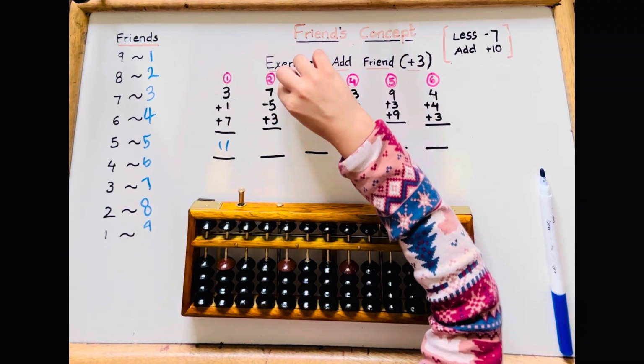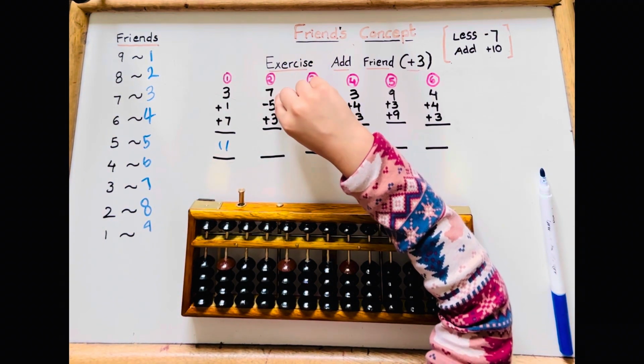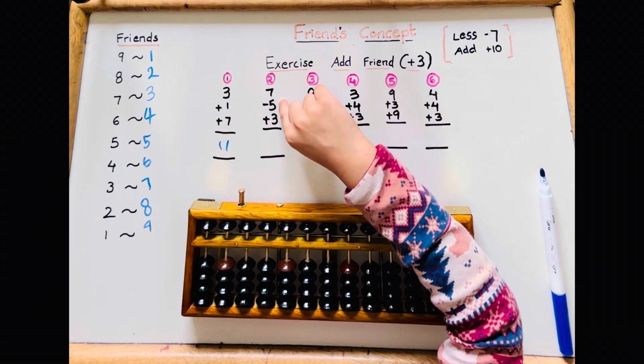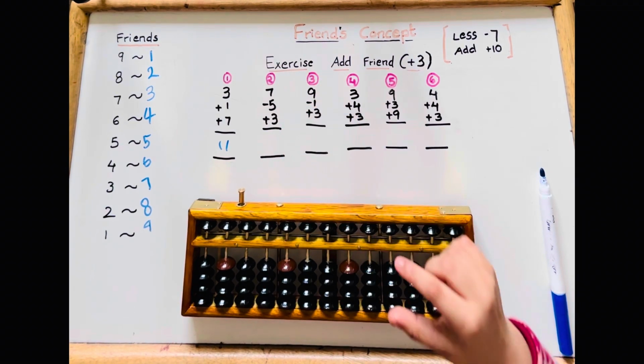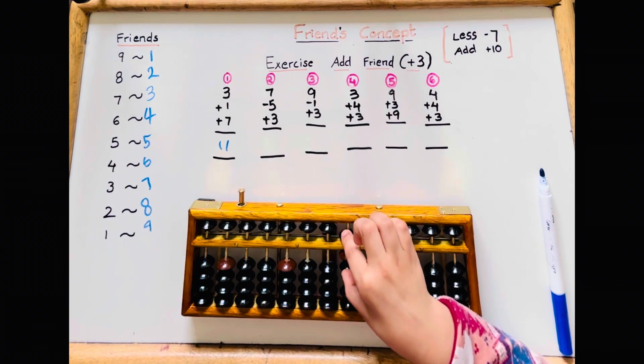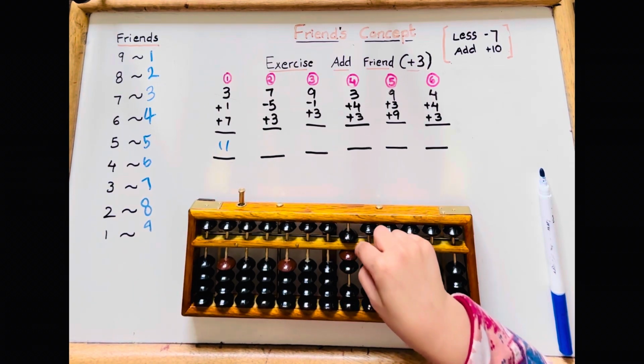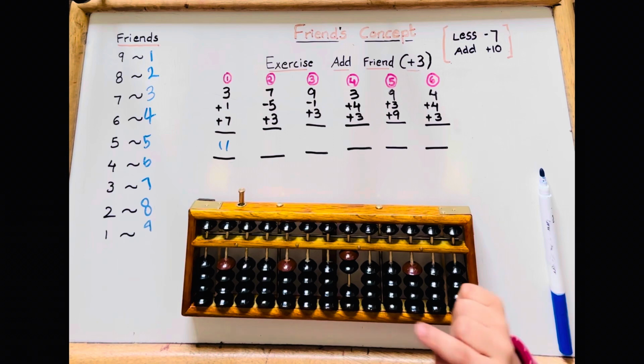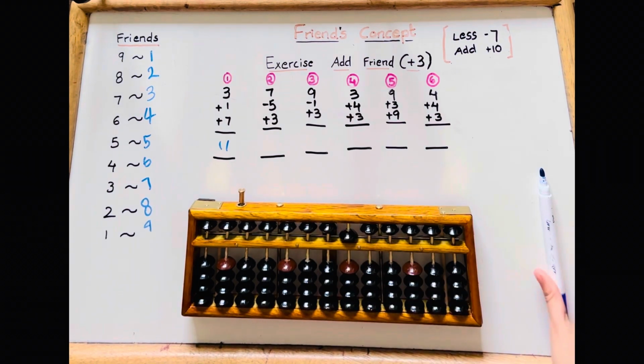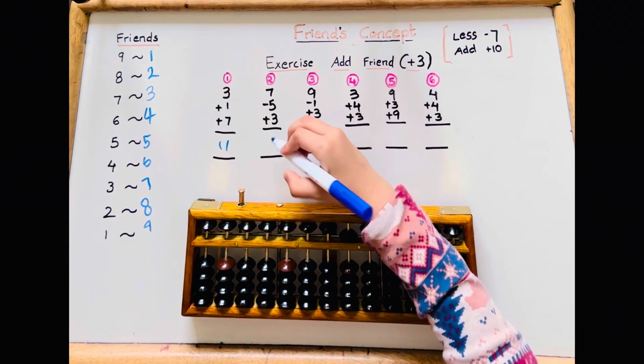Let's do second sum. Seven minus five plus three. Seven. Then minus five. And add three. There's no add three, so minus two, add five. The answer is five.